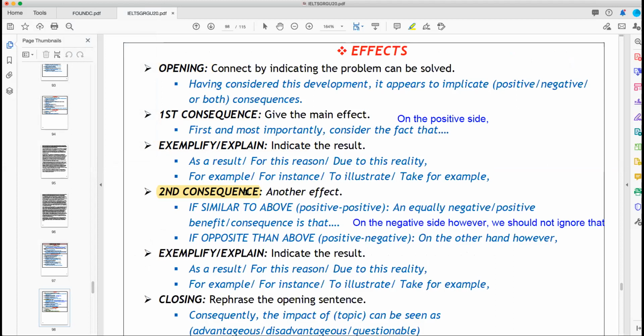But usually, for always agree, disagree, positive, negative, one side, another side, it's always better to be argumentative because this shows your academic level. That's why I always write on the negative side here. Then we're going to exemplify and then we're going to close.